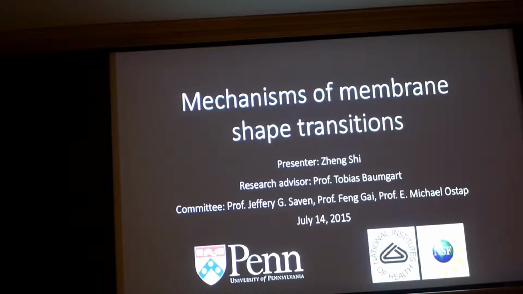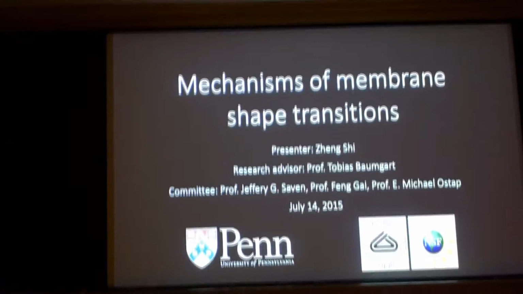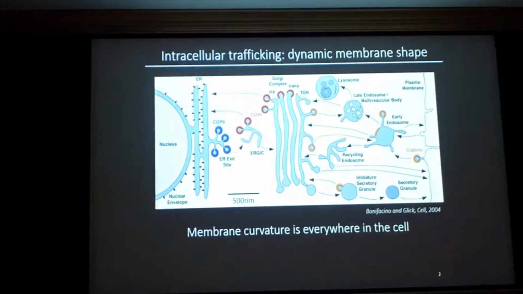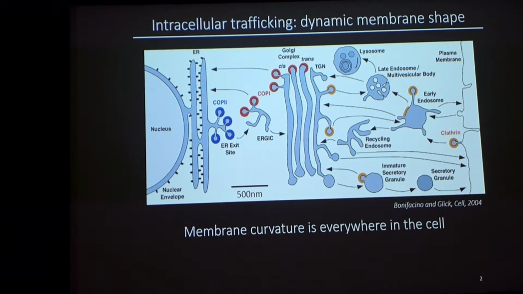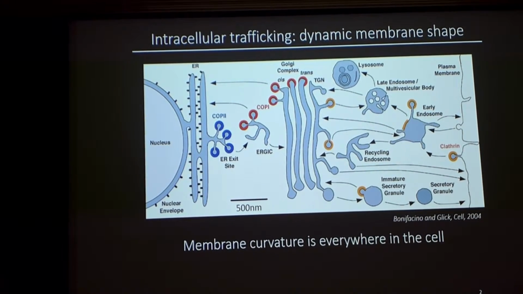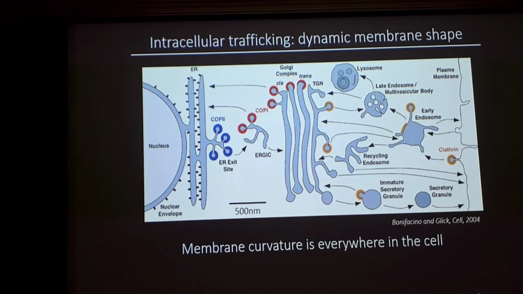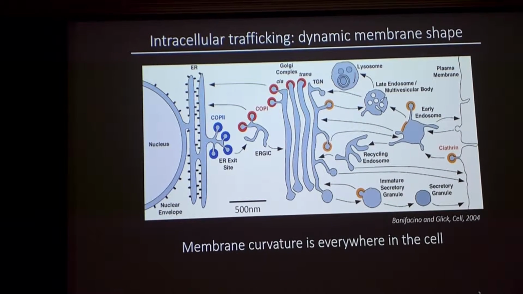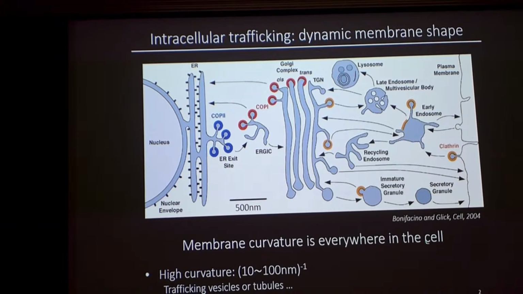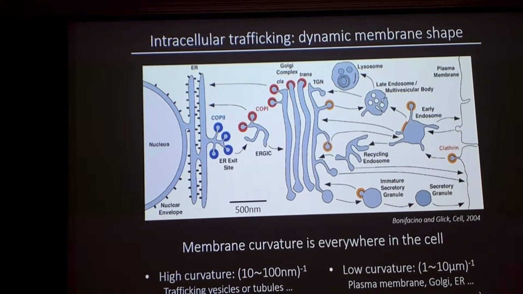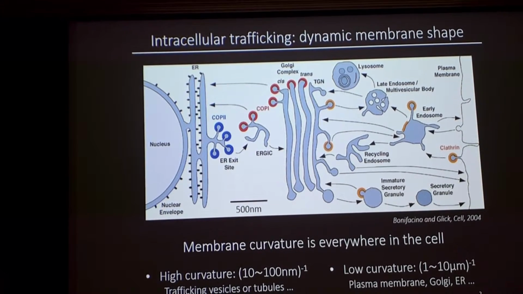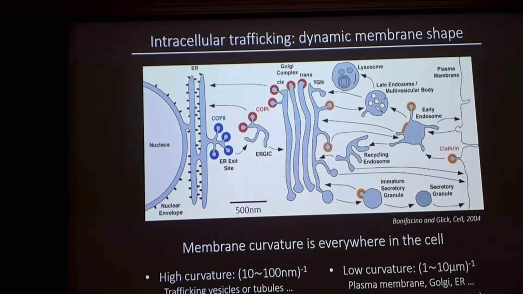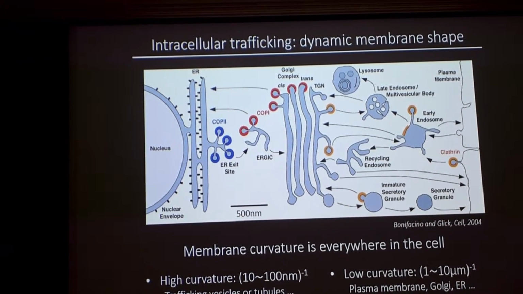So today I'll talk about the mechanisms of membrane shape transitions. The reason we are interested in membrane shape is very straightforward: when you look into a cell, you see all these membrane-bound structures, and they have a wide range of different shapes. Usually we talk about membrane shape in terms of membrane curvature, which means for the cell membrane, we have high curvature regions such as the trafficking vesicles or membrane tubules, and we also have low curvature regions such as the plasma membrane. And it's crucial for the cell to maintain this highly curved structure in order for the cell to be alive, and also for the cells to communicate with each other.